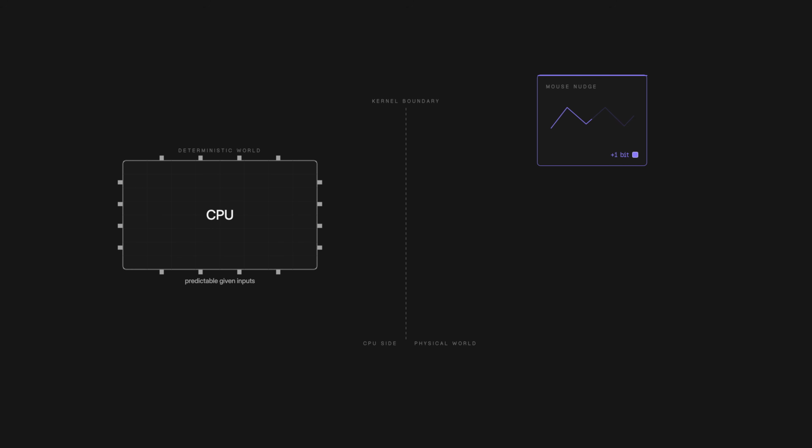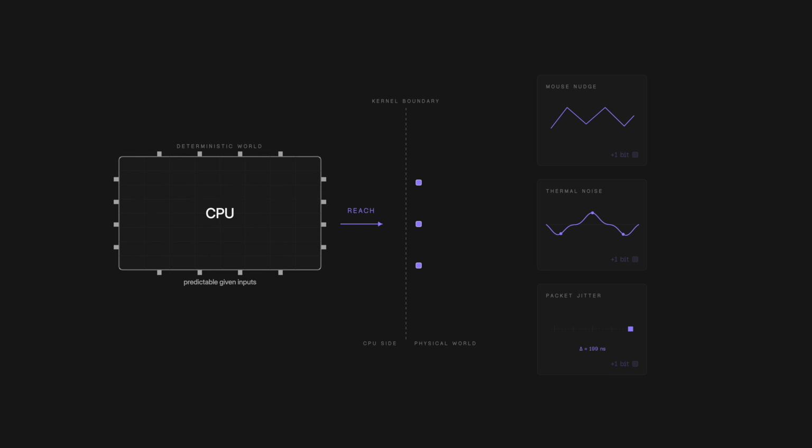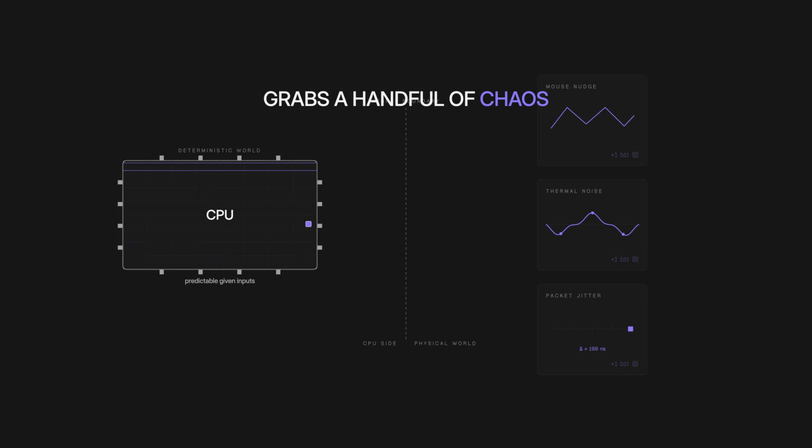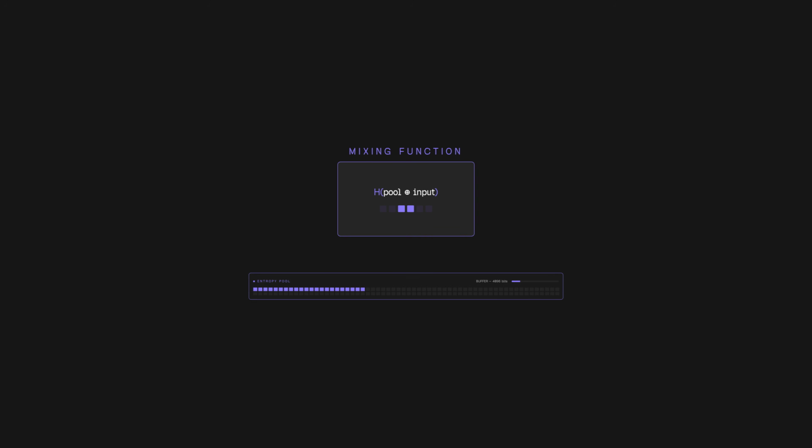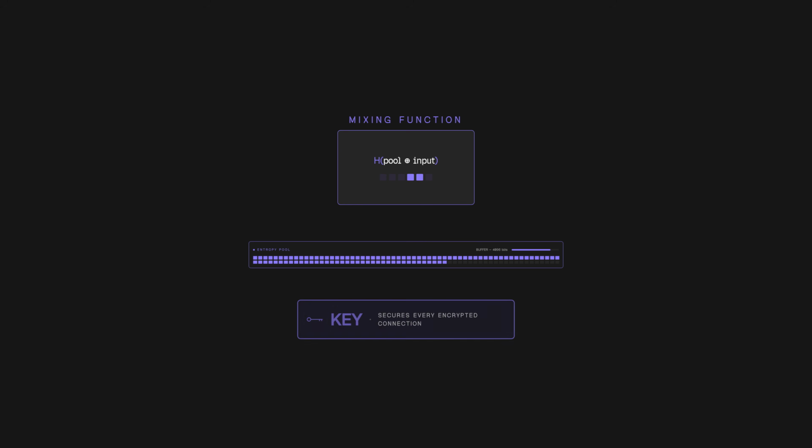Step back and look at what's actually happening here. We have a deterministic machine. Every instruction it executes is perfectly predictable given its inputs. And yet, through a chain of tiny couplings to the physical world, a mouse nudge, a thermal fluctuation, a packet arriving a few nanoseconds late, it manages to produce numbers that no adversary can predict. The deterministic world reaches out, grabs a handful of chaos from reality, hashes it, stirs it into a pool, and uses it to derive the keys that secure every encrypted connection on the internet.